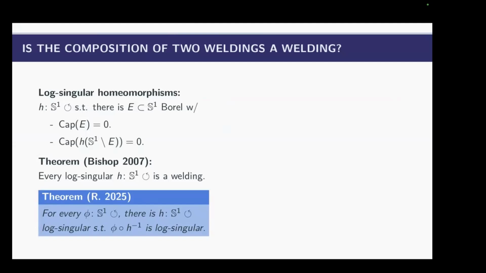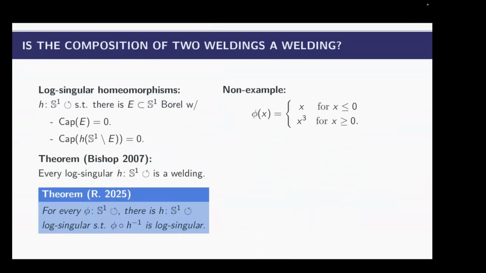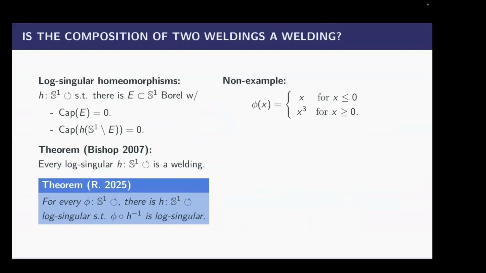Before I really get to the proof, I want to take a few minutes to settle some sort of question that was sorted out a long time ago, but we somehow forgot, which is whether or not the composition of two conformal weldings is a welding again. And I will recall the non-example that I showed before, which is x on the negative real numbers and x cubed on the positive real numbers.